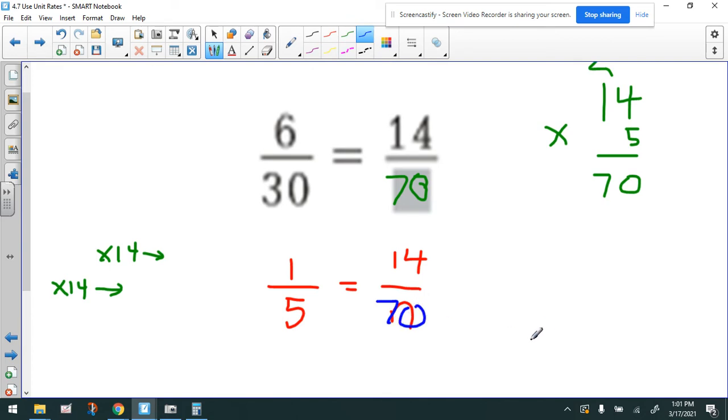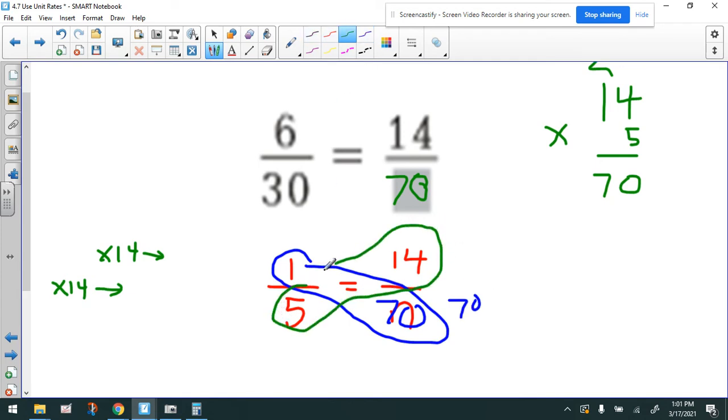Now, if we check our cross products, they should be equal, otherwise there's a mistake. So if we look at this cross product, 1 times 70, we know that's 70. And if we did 5 times 14, that's also going to be equal to 70. But what if we look at the cross products of the unreduced version of this thing?